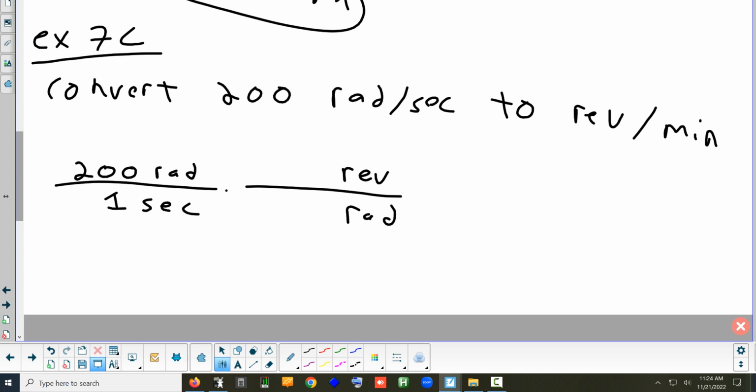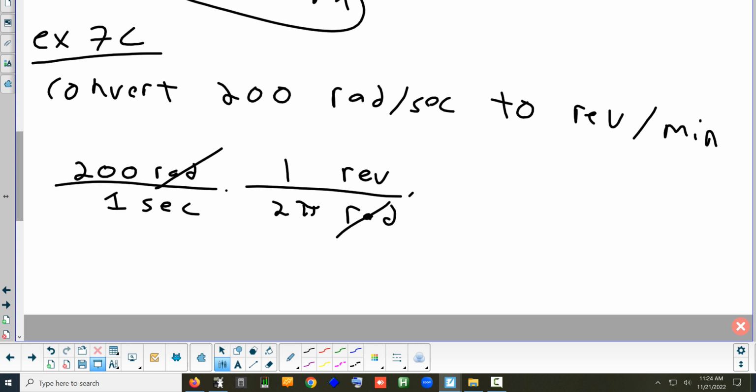All right, how many radians in a revolution? 1. No, 2. Well, how many degrees in a revolution? 360. So how many radians in 360 degrees? 2 pi. So there are 2 pi radians in 1 revolution. That was the only thing that was really the little bit more difficult part.